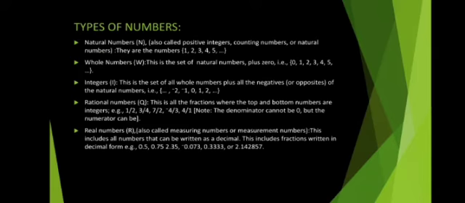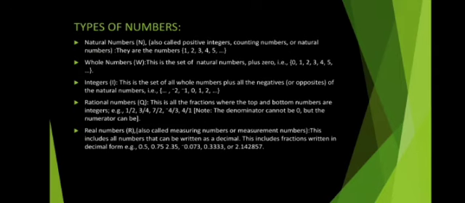Second is the whole number. Whole numbers are represented by the letter W. If we add 0 to the natural numbers, it forms the whole numbers. So this is the set of natural numbers plus 0, that is 0, 1, 2, 3 and so on.